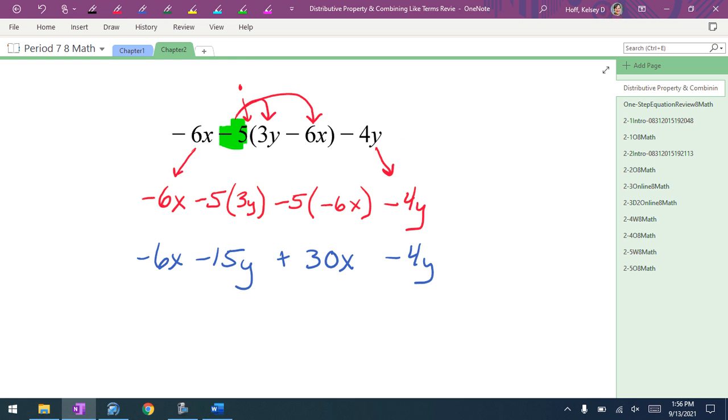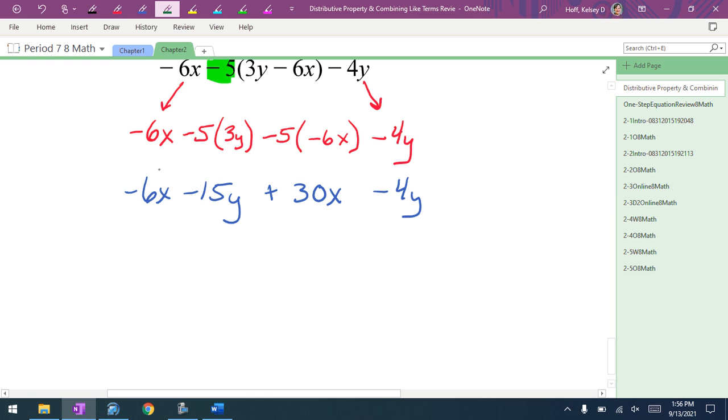So then this is where Ms. Hoff's shapes start coming out. I'm going to put a circle around negative 6x. Is there anything else that could be combined with negative 6x? 30x. Positive or negative 30x? Positive. Okay, everybody think before you shout. Negative 6 plus 30 is 24. Positive or negative? Positive 24x.